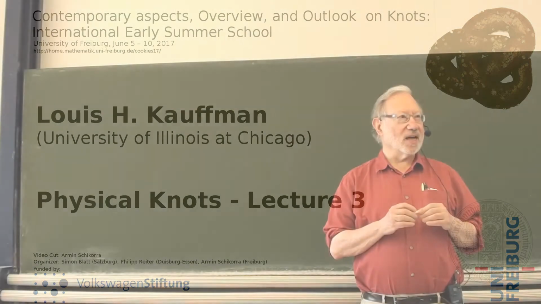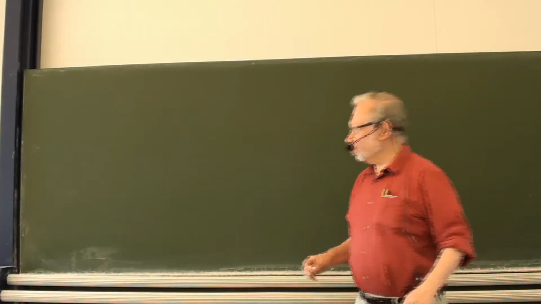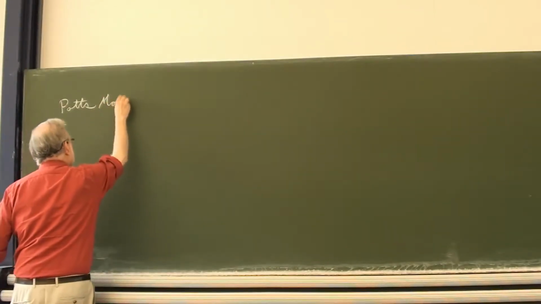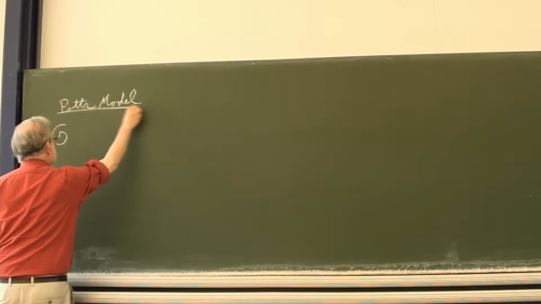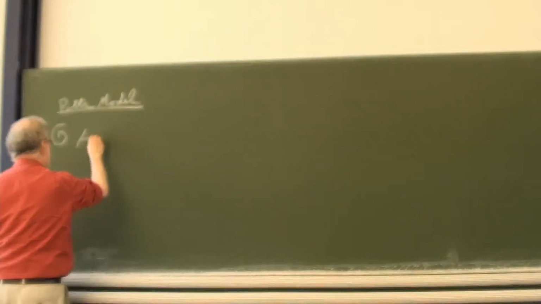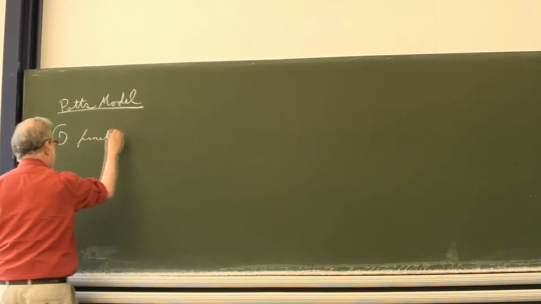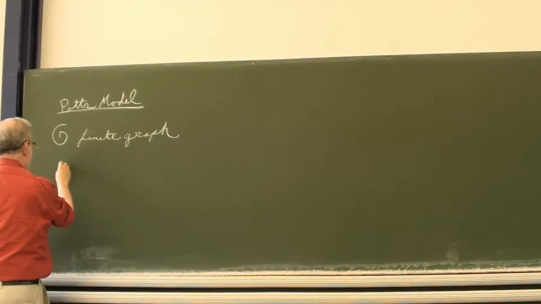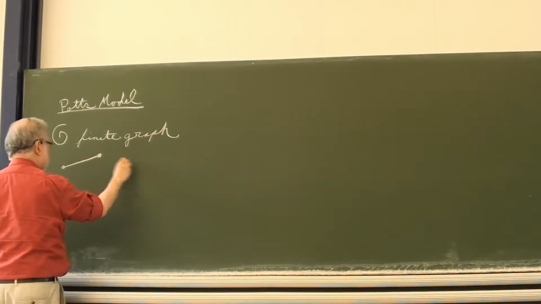You recall at the end of last time I was talking about the partition function, so let's continue from there. I'm going to restrict myself to the Potts model and talk about that for a few minutes. So the Potts model is defined in the following way. G is a finite graph and there are spins assigned to the vertices.